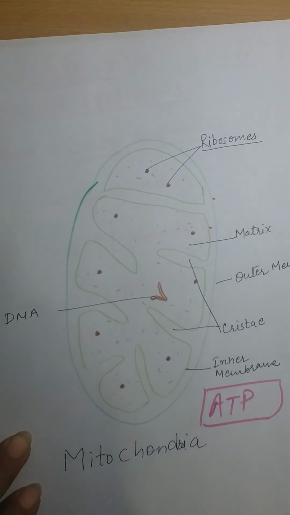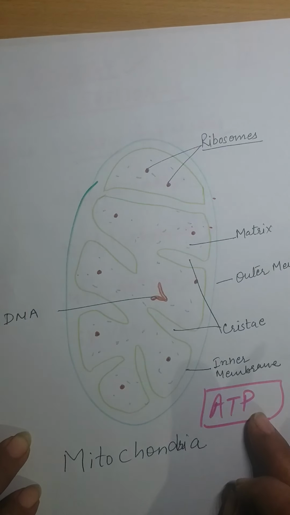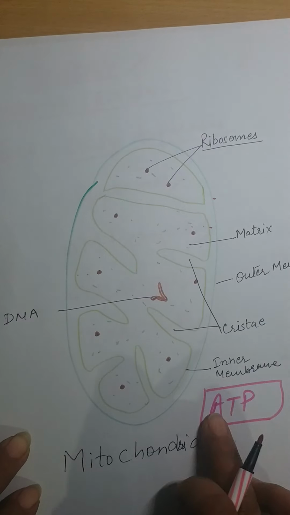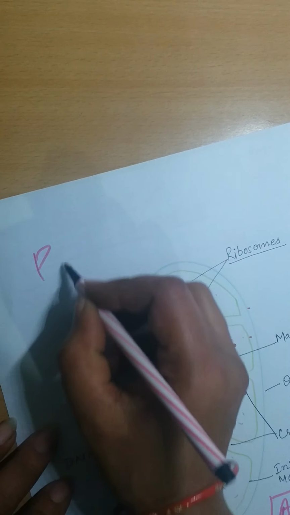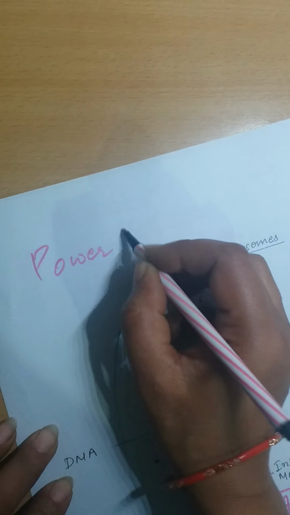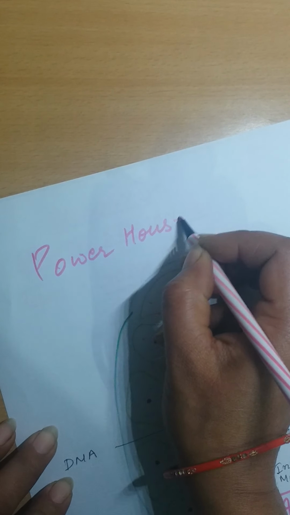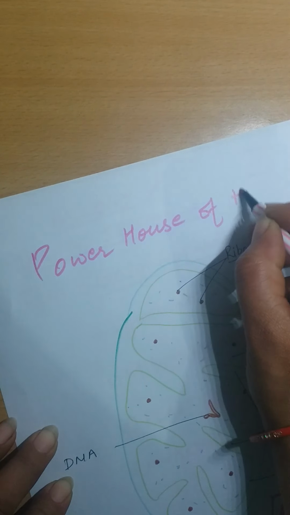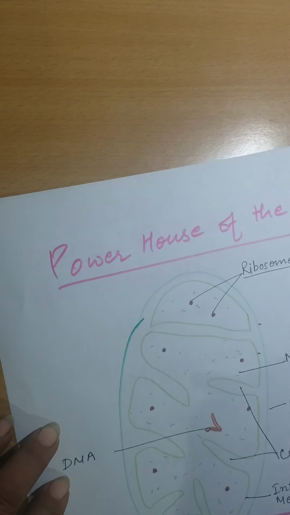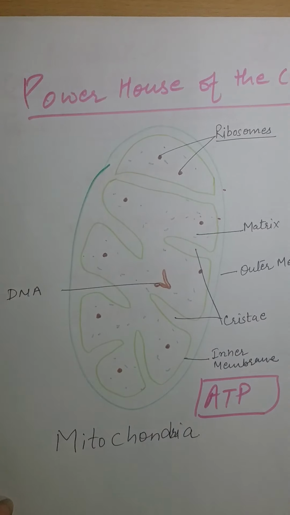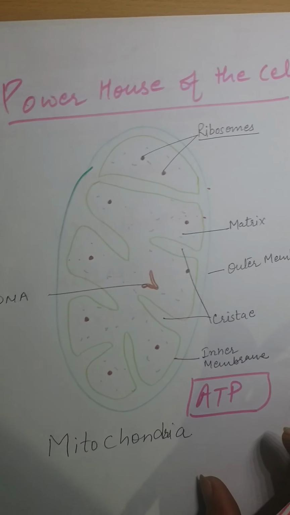What is this ATP? ATP is adenosine triphosphate. Actually, what is the work of this mitochondria? Mitochondria is also known as powerhouse of the cell. Why is it considered as powerhouse of the cell?